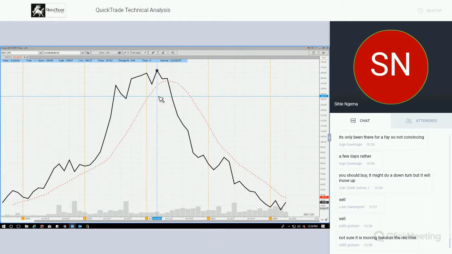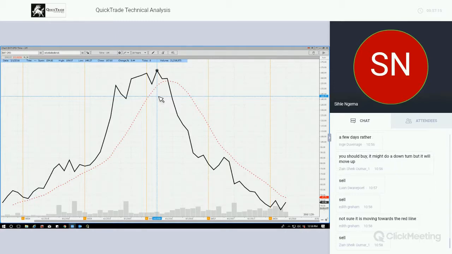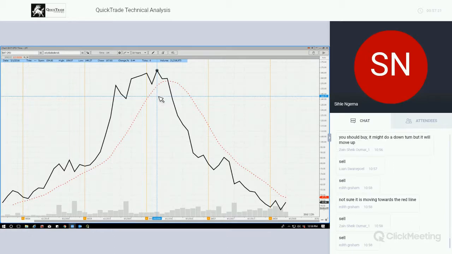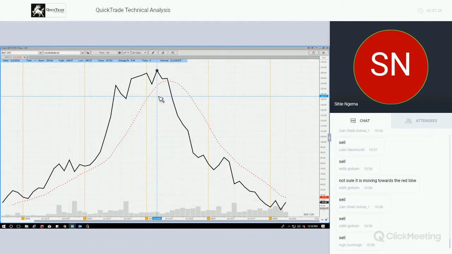Guys, let us not think too much. Are we below or above the moving average? Our decision is based on that. Don't try and think about anything. The signal is a sell. We are below the moving average. Let us not think.